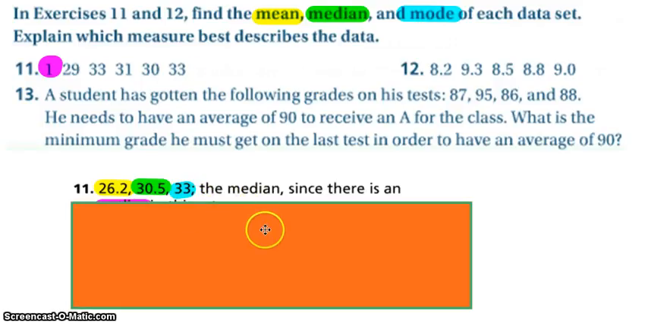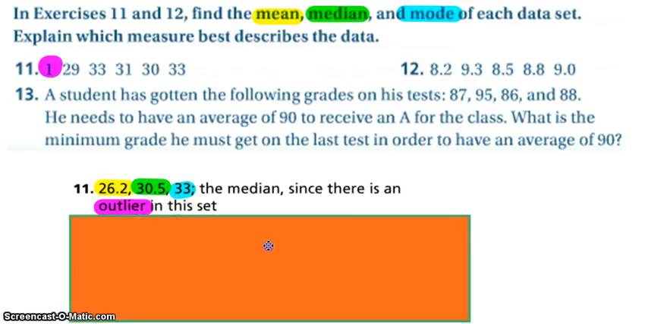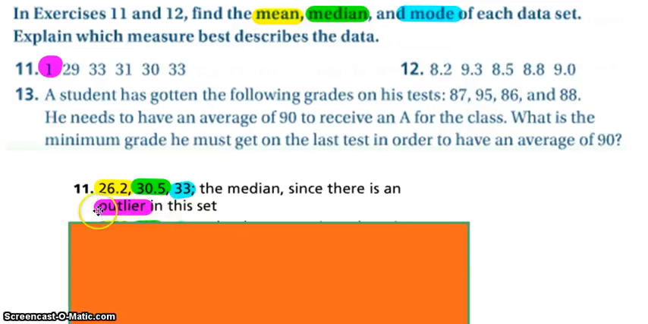So when we look at what our best measure of central tendency is, it's going to be our median here because actually there's an outlier, and the outlier is going to mess up the average. Outliers will always goof up your average.